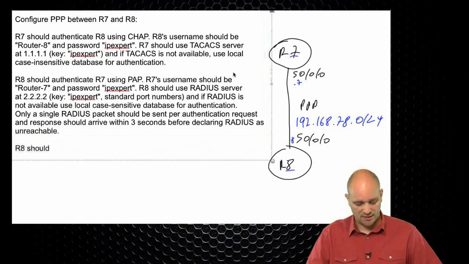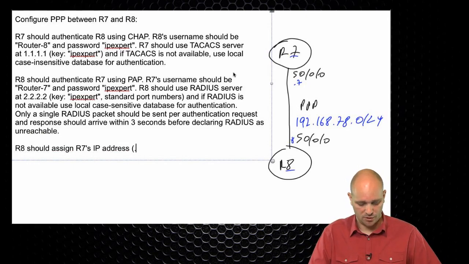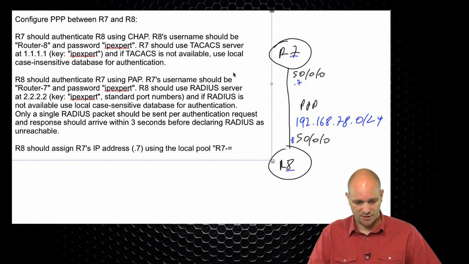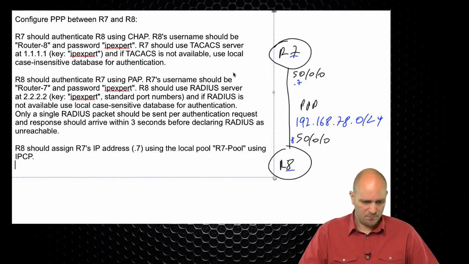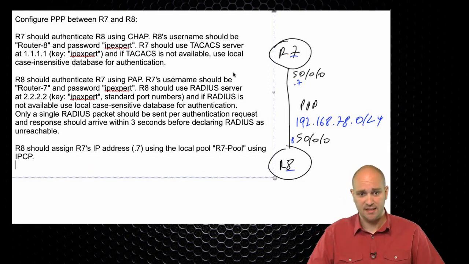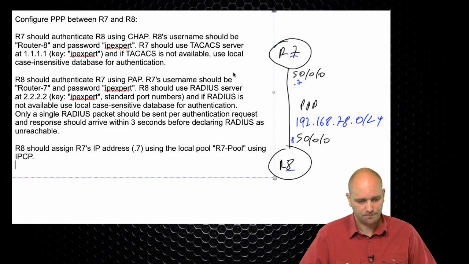R8 should assign R7 IP address 192.168.78.7 using the local pool R7-pool using IPCP. So this is the task, and as you can see, it involves a lot of work.